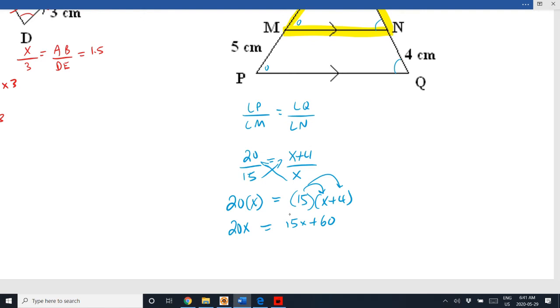So let's solve for what x is. Let's move all the x's to one side. We're going to move this over here. So we're going to get 20x minus 15x is equal to 60. 20 minus 15 is going to be 5x is equal to 60. And let's just finish this off over here. We have 5x is equal to 60. To get x by itself, we'll divide both sides by 5. These are going to cancel. We're going to get 60 divided by 5. So x is 60 divided by 5, which is 12.